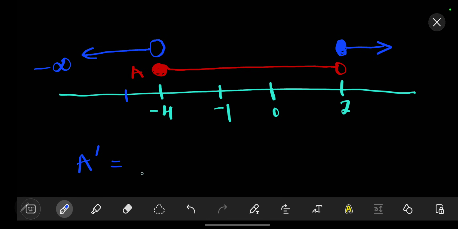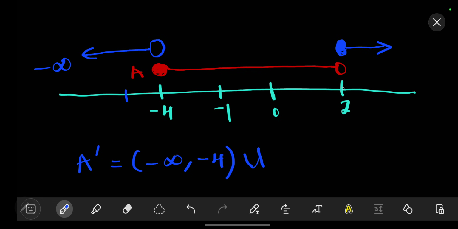So the answer will be an open bracket, negative infinity, open bracket, because you cannot reach an infinity value. The numbers continue increasing like that. Then comma, negative 4, of which it should not be included since it is found in A. Then we are going to combine it with a union. Union means combine. Then we are going to stand at 2.